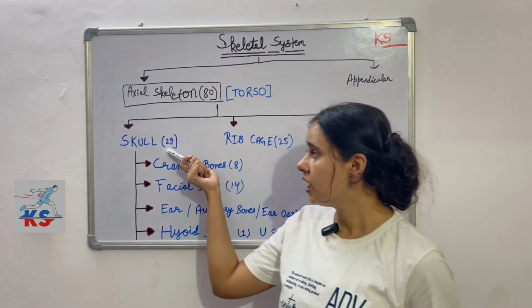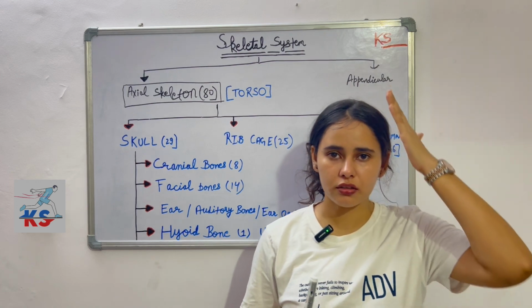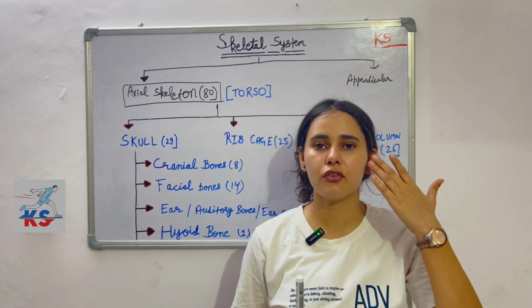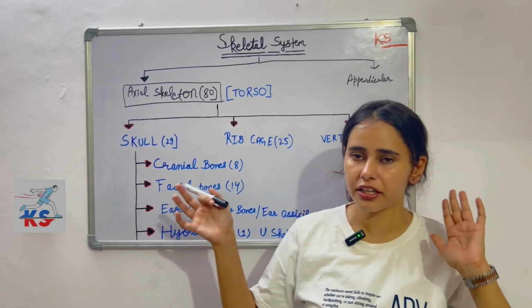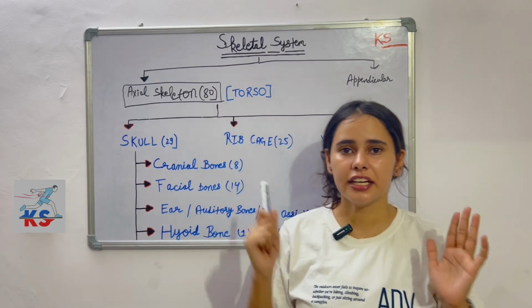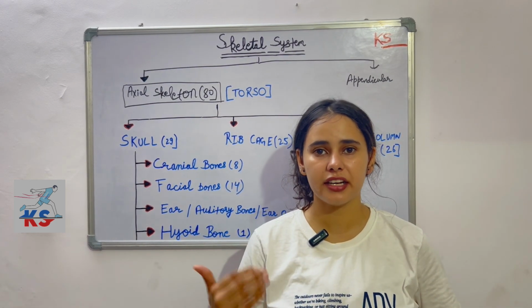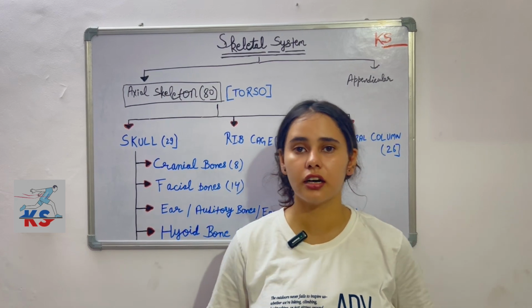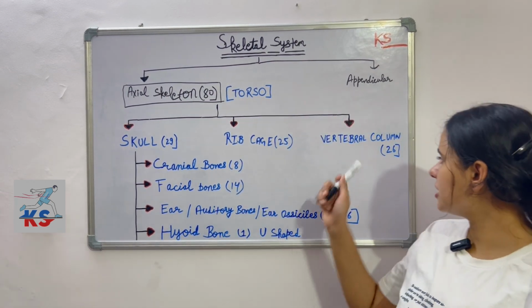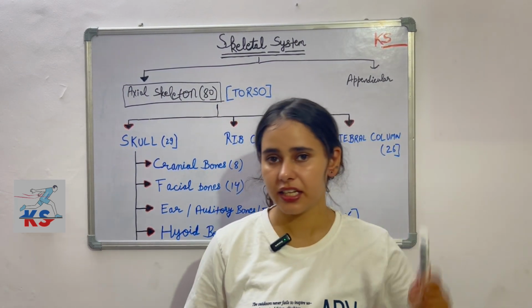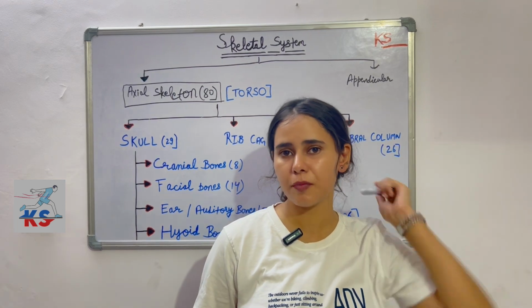Now, the skull includes the bones which are present in our head, in our face, in our ear. So, we'll be covering it in detail. The rib cage consists of the bones which are present in our chest. Okay, all the ribs and the sternum, will do it in detail. And third is the vertebral column. It is present in our back, protecting our spinal cord.